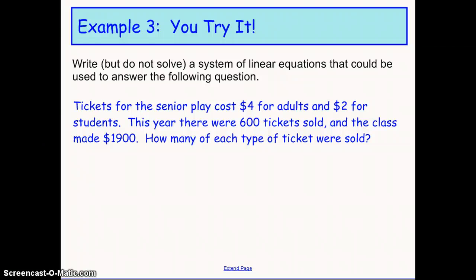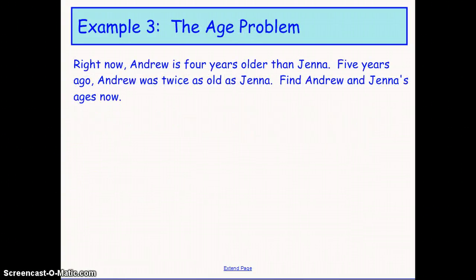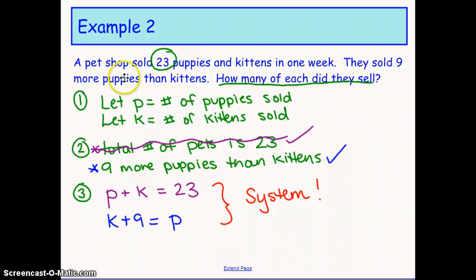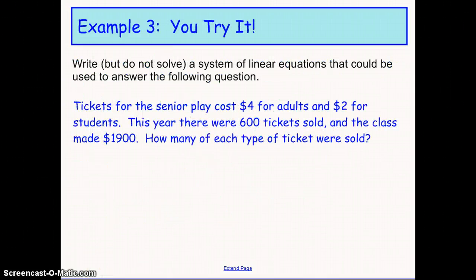So you want to pause your video right now, take a few minutes, and use the 3-step process. You want to go back and define your variables, write down your information, and then write your equations. So take a few minutes to try that. Define variables, write down your information, use each piece of information to write an equation.